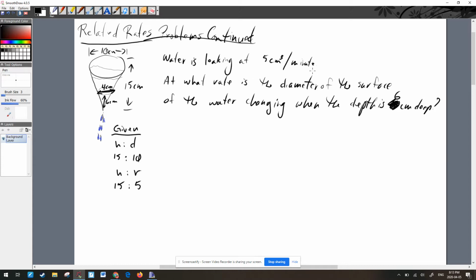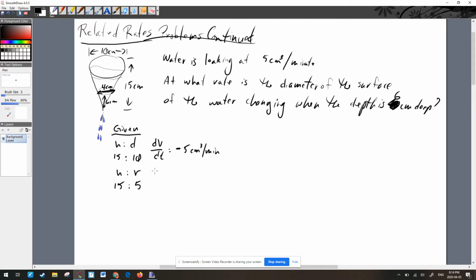But here's where it gets interesting. It says at what rate is the diameter changing? If it was just simply a grade 10 problem, it would have been just tell me what the diameter is. But this is a grade 12 problem, so it's at what rate is that thing changing? So we know all those ratios, and we're also given that the volume is changing. So dV/dt is decreasing, so I'm going to have to be sure to include my negative: negative 5 centimeters cubed per minute.